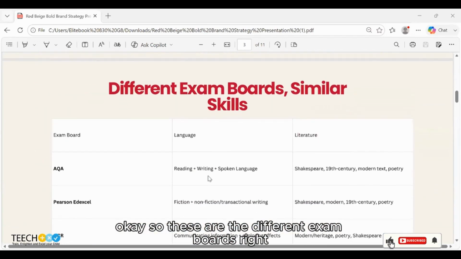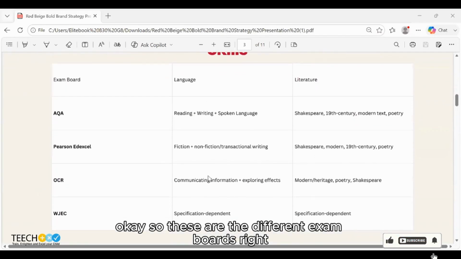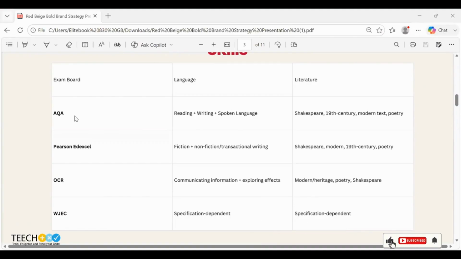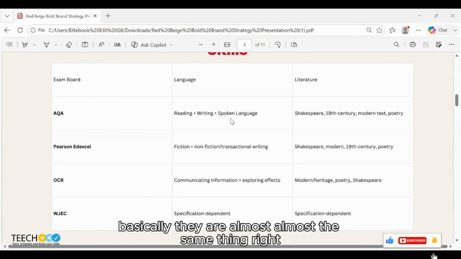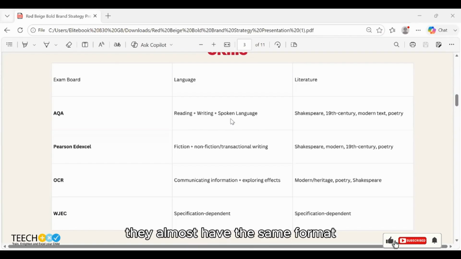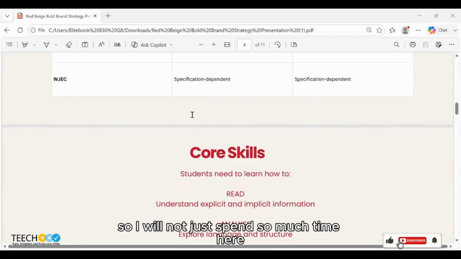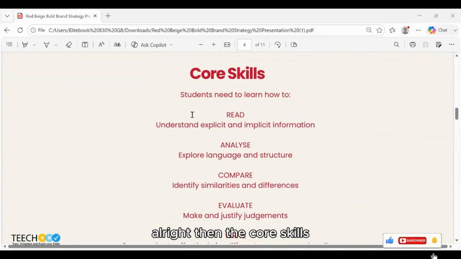Okay, so these are the different exam boards, right? And these are some of the things they focus on. AQA focuses on reading, writing. Basically, they are almost the same thing, right? They almost have the same format. So I will not spend so much time here. All right, then the core skills.